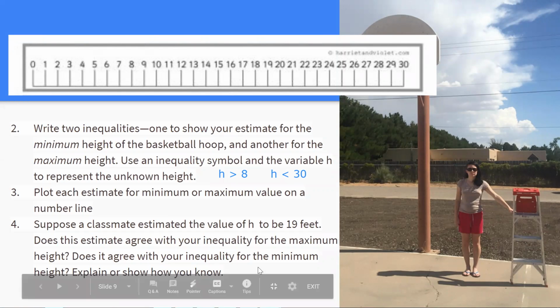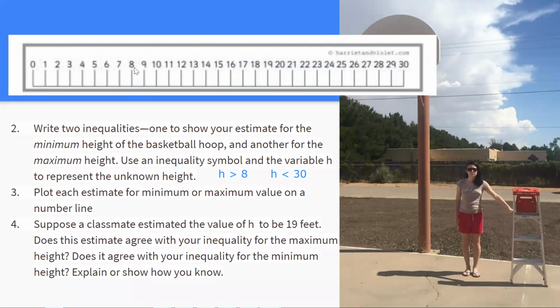We have our number line here. Our minimum height is 8. I'm going to use the star to stamp at 8. That's our minimum height right there. And our maximum height is 30, all the way down here. Put a stamp there. So when we look at this number line, we know that our height has to be somewhere in this zone right here on our number line.